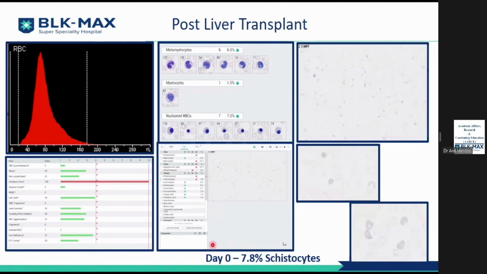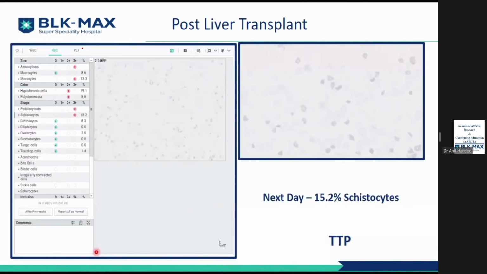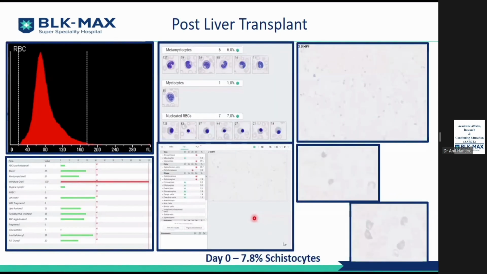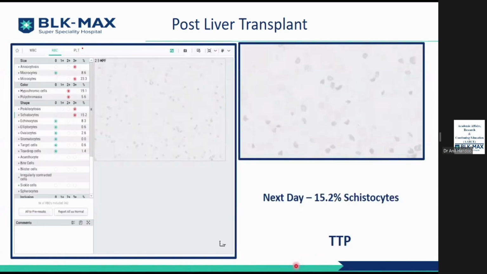Now, in this particular case, the patient had on day 0 the presence of 7.8% fragmented cells. When we went on to day 2, you can visually also see that the number of fragmented red cells has increased, and they have risen to about 15.2%. And this was a case of post-transplant TTP. Generally, it's very difficult to treat such patients, but it's important for us to identify them. Therefore, having a digital morphology platform gave us a very nice insight, from 7.8% fragmented red cells to 15.2%, telling us that the patient was not doing well, he was deteriorating.